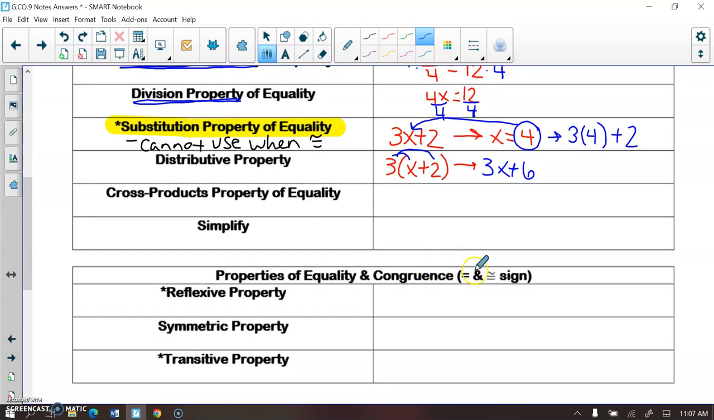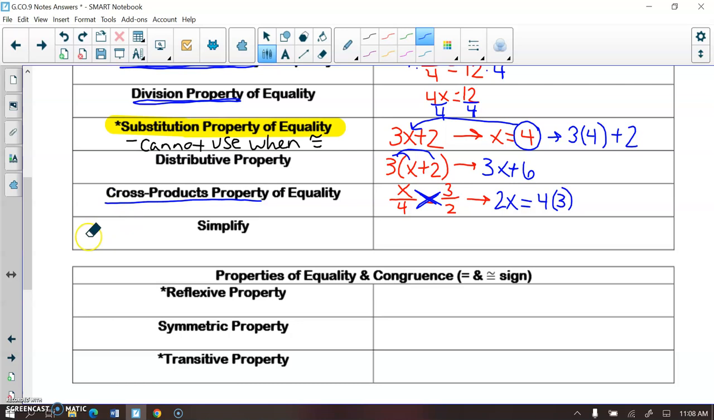The cross products property of equality is something you may not remember, but we did use this quite a bit when we solved proportions. A proportion, remember, is a fraction set equal to a fraction. So if I had something like this. And the cross products property is when I take the numerator of my first fraction, multiply it by the denominator of my second, and then set it equal to the product of the denominator of my first fraction times the numerator of my second. That is the cross products property of equality. We're just going to call it the cross products property.